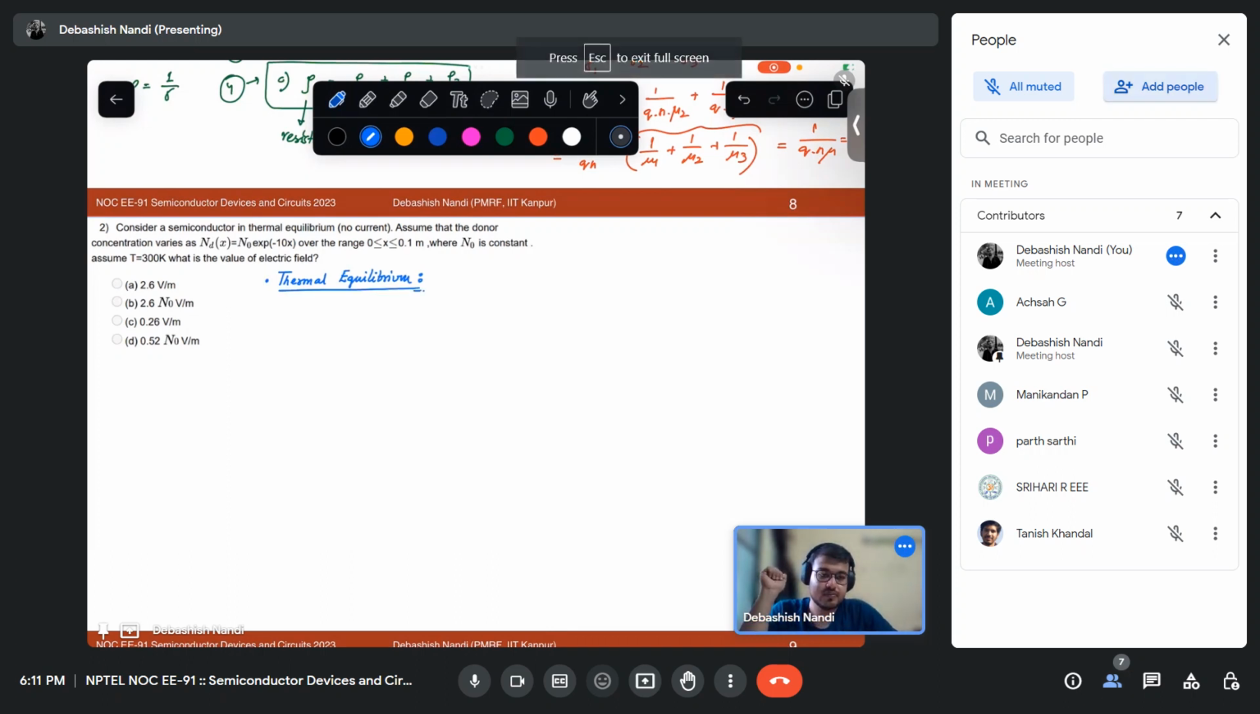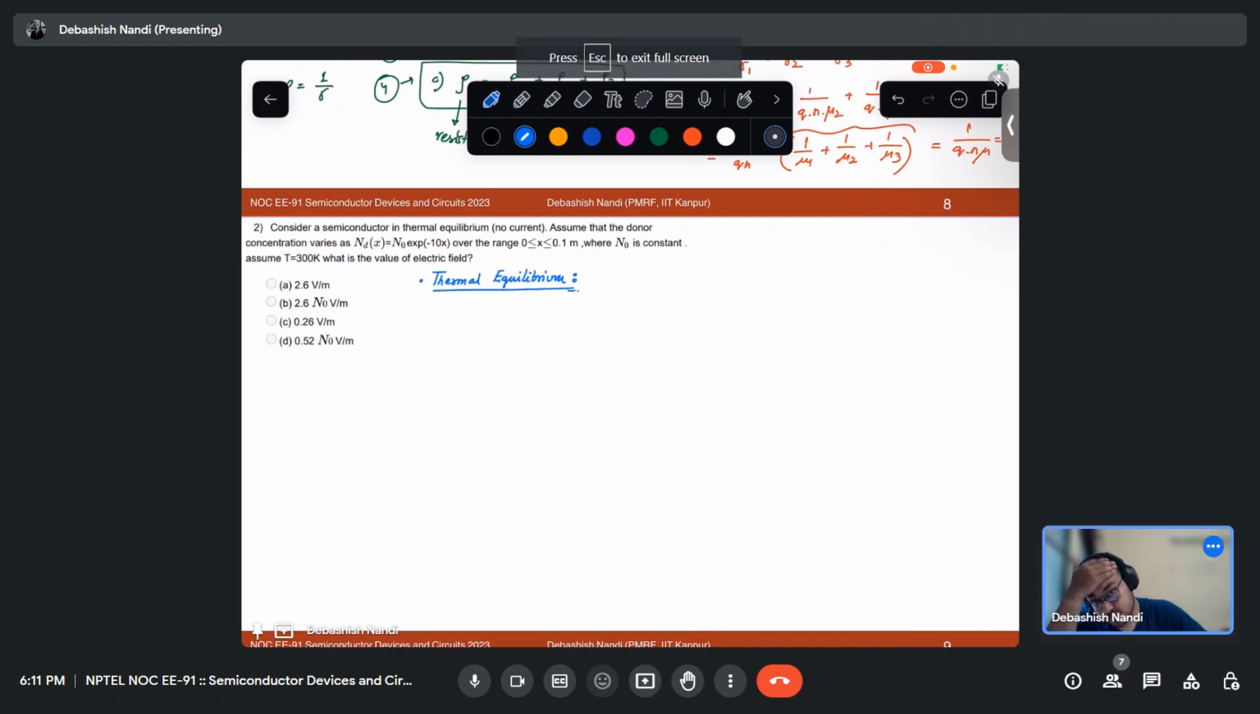Anyone? It is at room temperature. No, not necessarily. See, thermal equilibrium has to follow certain conditions.